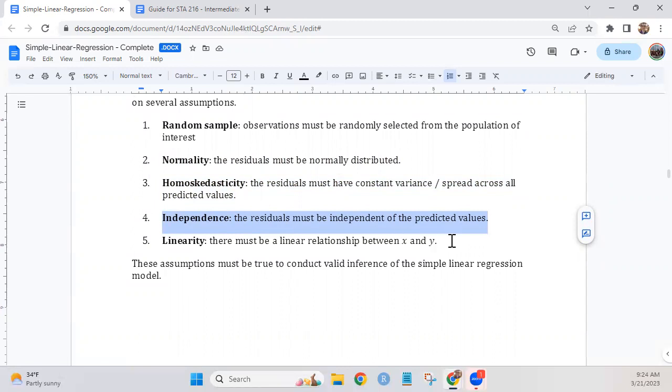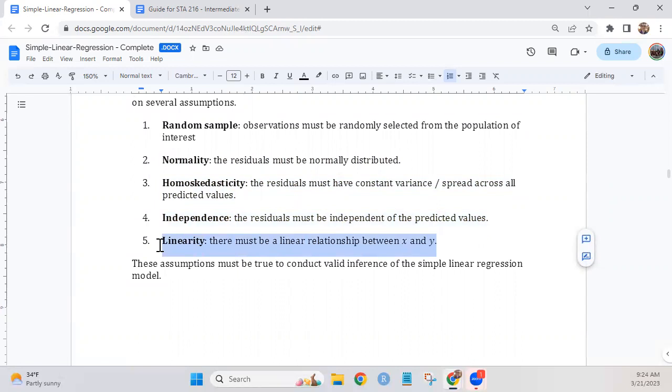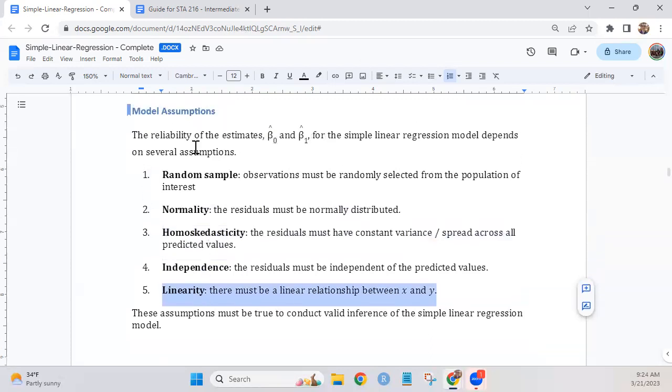And then also a newer assumption as well. We need that there's a linear relationship between X and Y. Okay. These assumptions have to be true in order to conduct what we call inference of the regression model. So that's referring to hypothesis testing of the intercept and slope, creating confidence intervals, or what are called prediction intervals as well, which are kind of similar to confidence intervals. Those methods of inference rely on these being true.